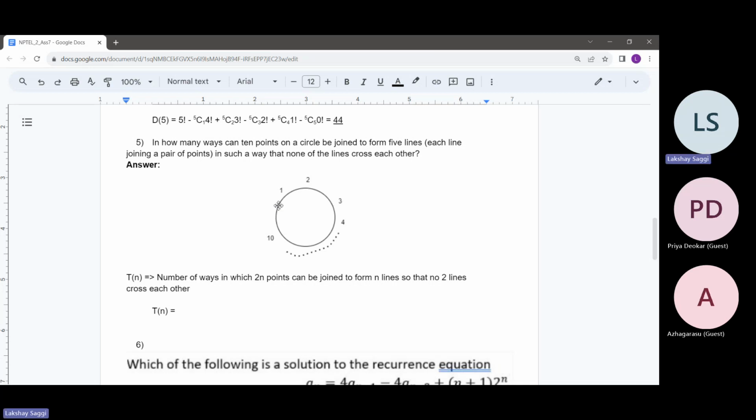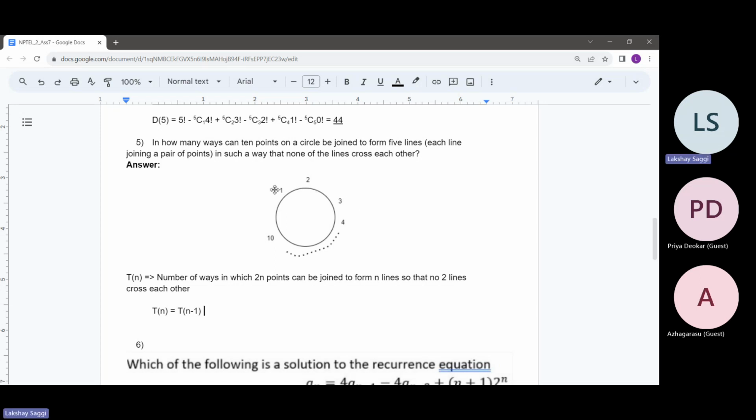So now if 1 and 2 are paired, then the remaining n minus 2 points can be paired in any way possible, because they won't intersect with this line between 1 and 2. We just need to take care that these don't intersect with each other, but we can be sure that they won't intersect the line between 1 and 2, because this line is above all of these points. So this is sort of clear. If we have formed one line, then we have one line less to form, right? So T of n will be equal to T of n minus 1 if point 1 is paired up with point 2.